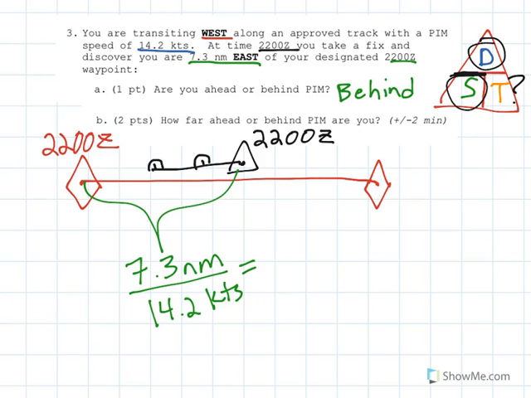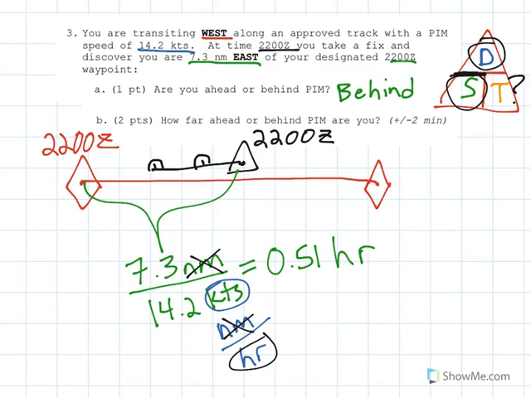Plug it into our calculator, and we get 0.51. Now for units, let's take a look. Remember that knots are nautical miles per hour. So now the nautical miles will cancel out, and we'll be left with just hours.